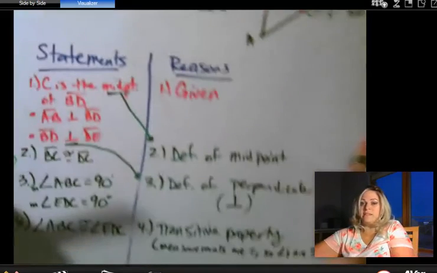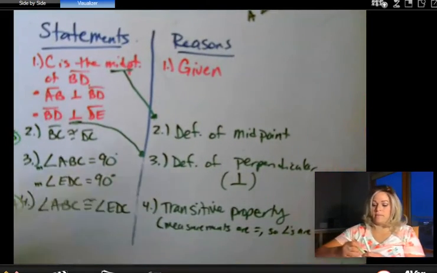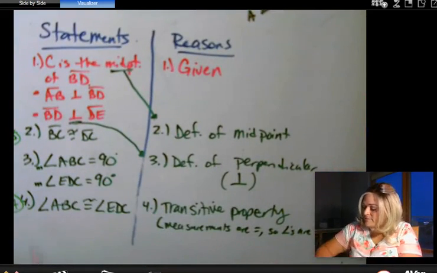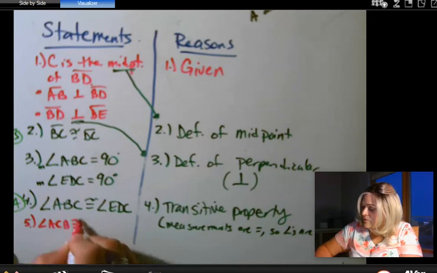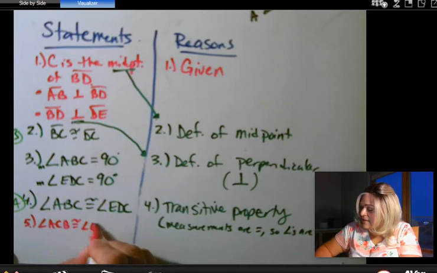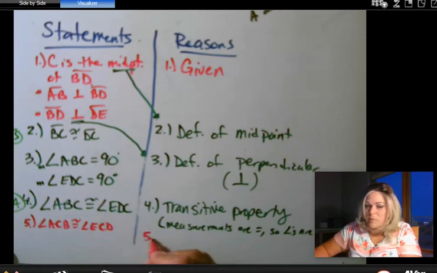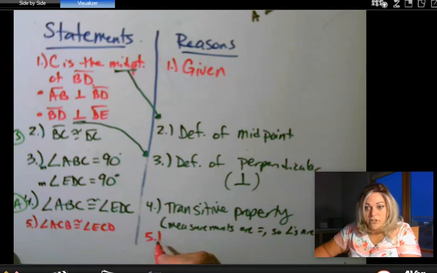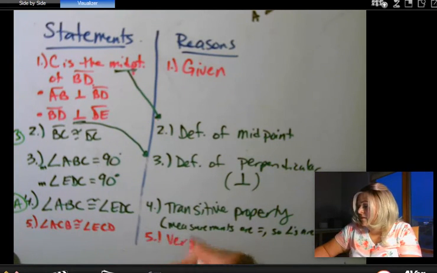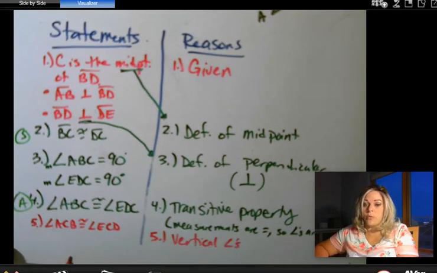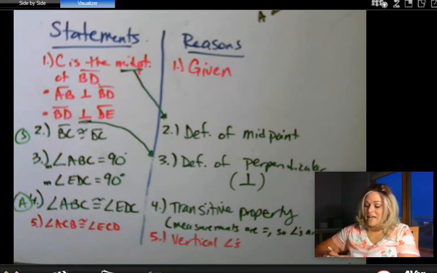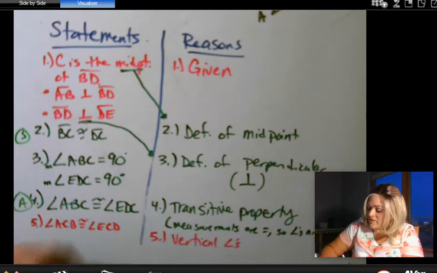And so that would be step 5. So step 5, angle ACB is congruent to angle ECD. Do you remember what those angles are called? They're across the vertex from each other. Vertical angles. So if you have vertical angles, they will always be congruent, which means I now have another angle.